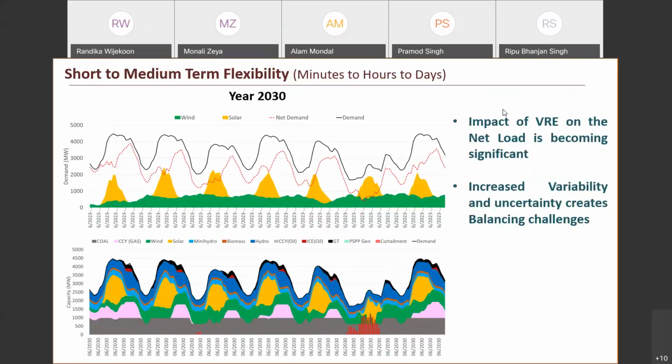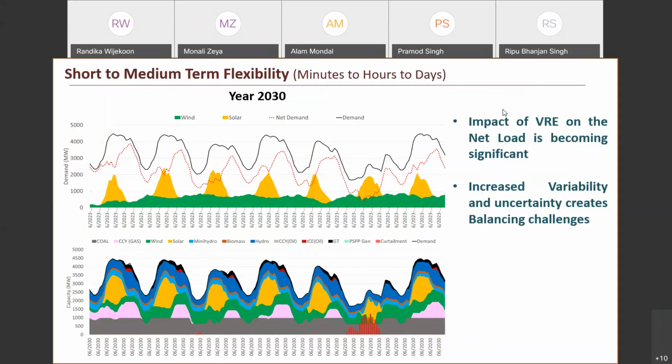Right. Now coming to the short to medium term flexibility challenges, the top graph shows how the system would operate in year 2030, 10 years from now. In that chart, the black line shows the system demand, and the red dotted line shows the net demand. That is what the conventional power plants have to cater, and catering this net load demand is the most challenging part in system operation, and that is what requires much more flexibility in terms of responding to these changes.